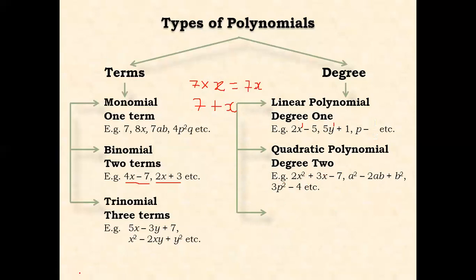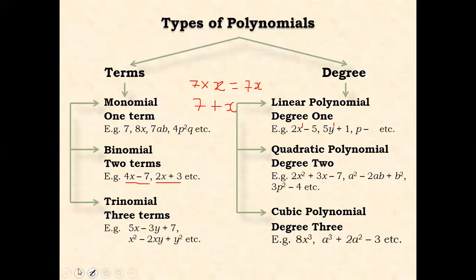Next we have the cubic polynomial. In the case of a cubic polynomial, we have the highest power of the variable to be 3. So here we have the examples: 8x cubed plus a cubed plus 2a squared minus 3. These have powers of 3, the highest power within the given algebraic expression, that is 3 here. That's why it's a cubic polynomial.